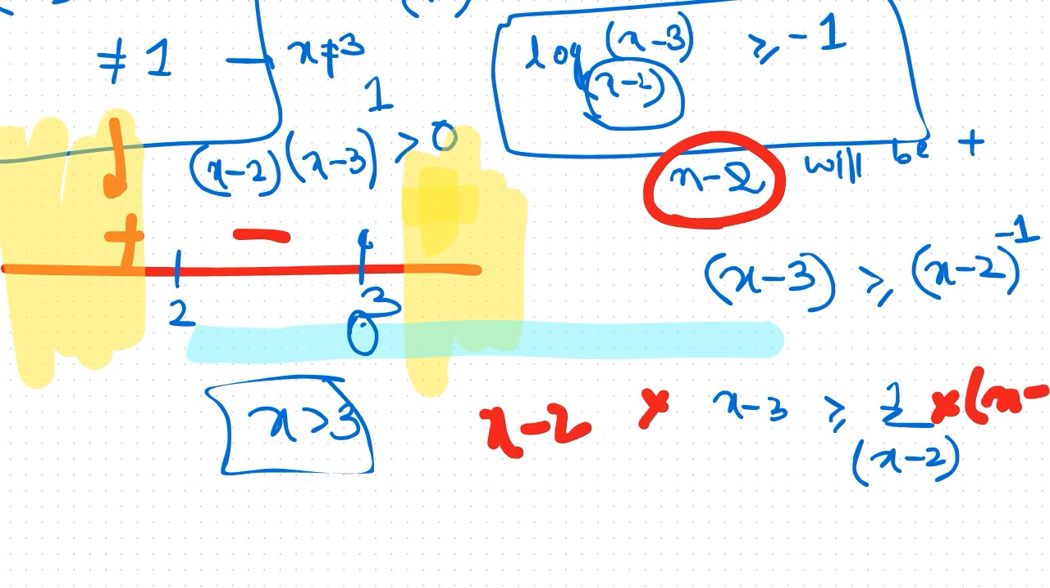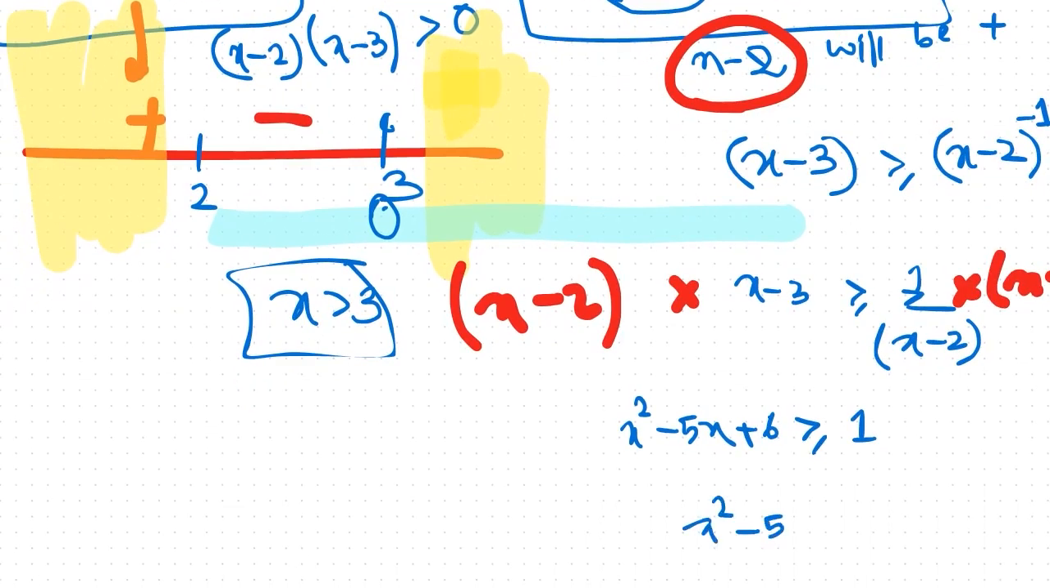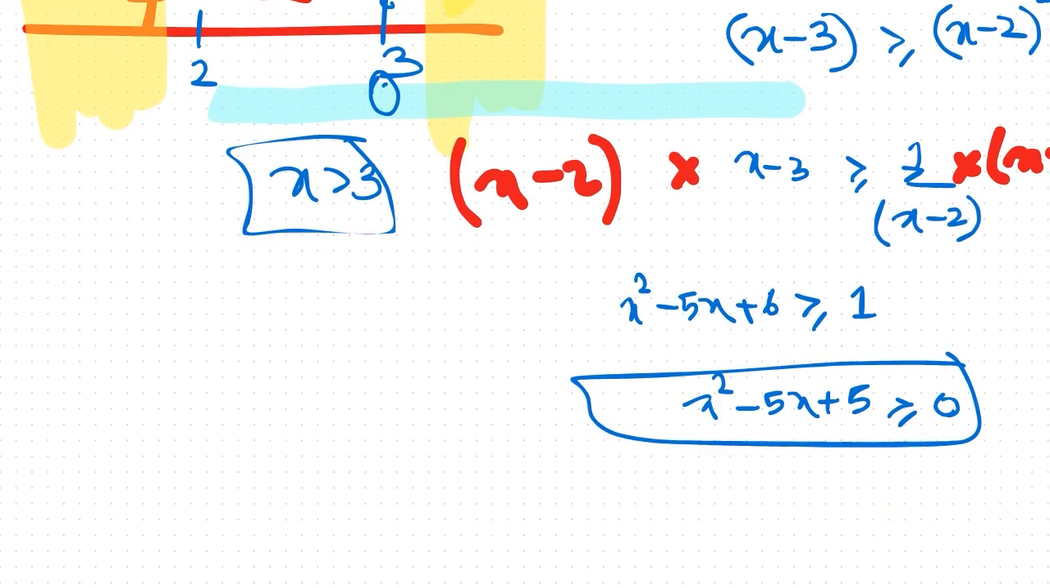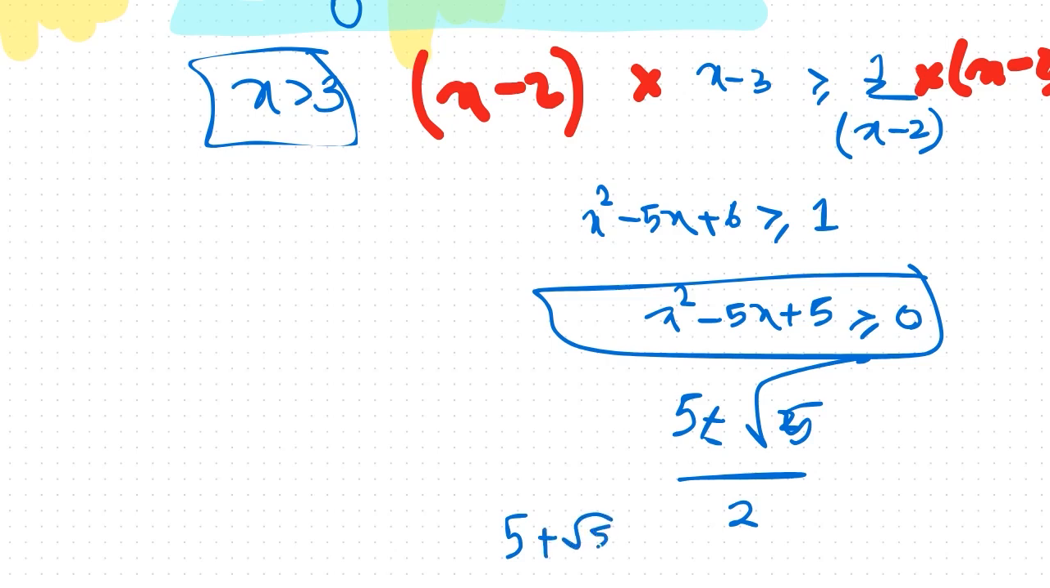So then you get x minus 2 times x minus 3 is greater than or equal to 1. So x square minus 5x plus 6 is greater than or equal to 1. And then you subtract the 1, find the factors and put it on the number line. The critical points are the roots, right? Minus b plus or minus root of 25 minus 20, over 2. So 5 plus root 5 upon 2, 5 minus root 5 upon 2.